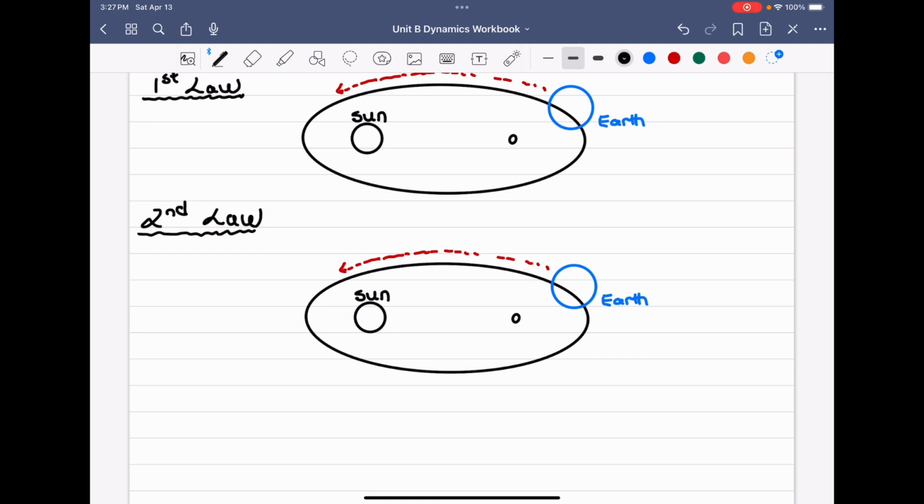Now, in the case of this one, I'm going to eliminate this line here because I don't want that to cause confusion when we were talking about the motion of the object. I'm going to connect this. Now, here's what the equal areas would look like.